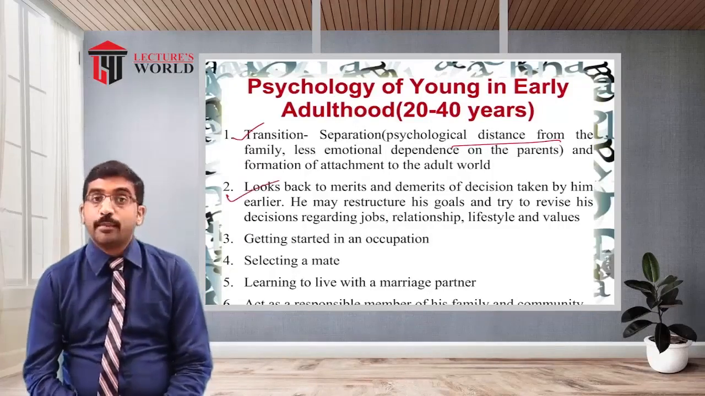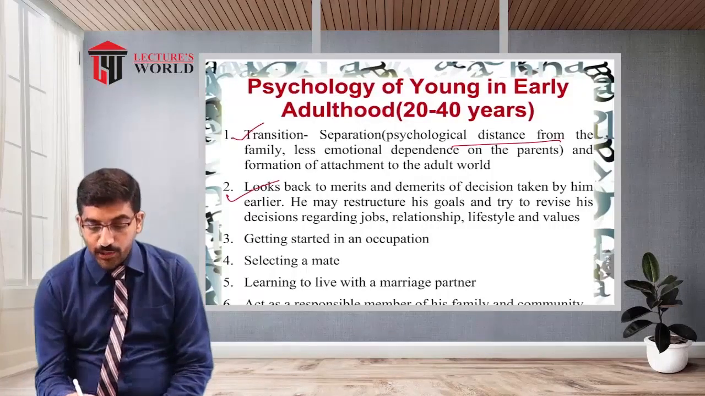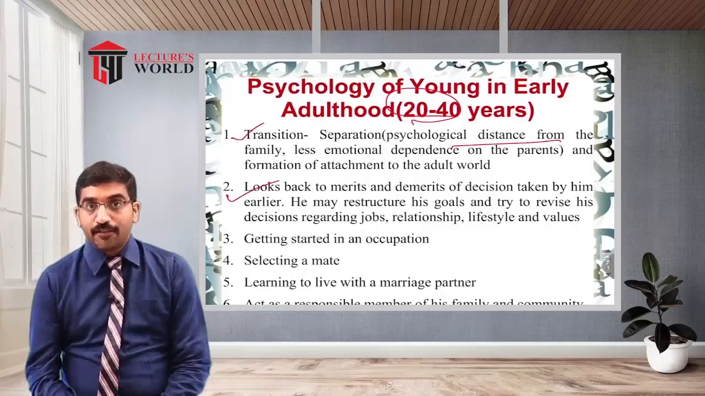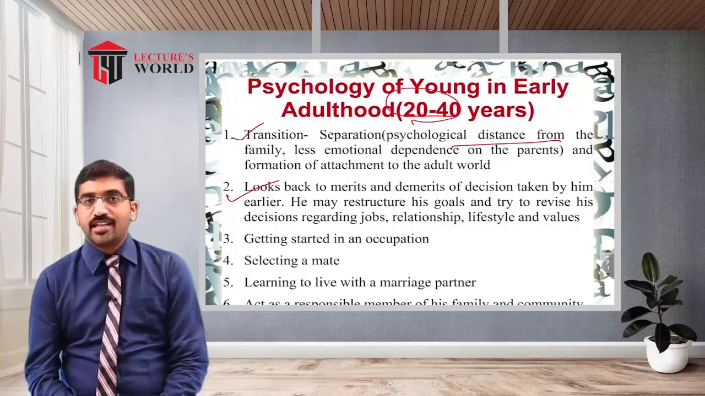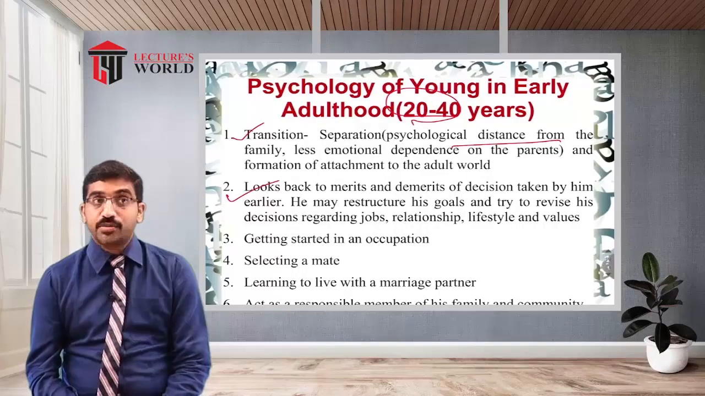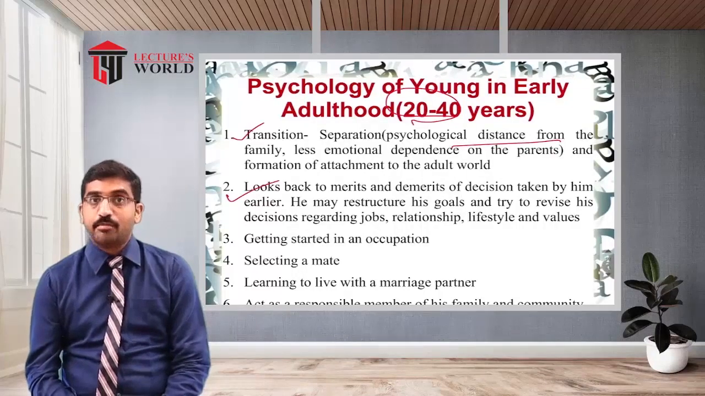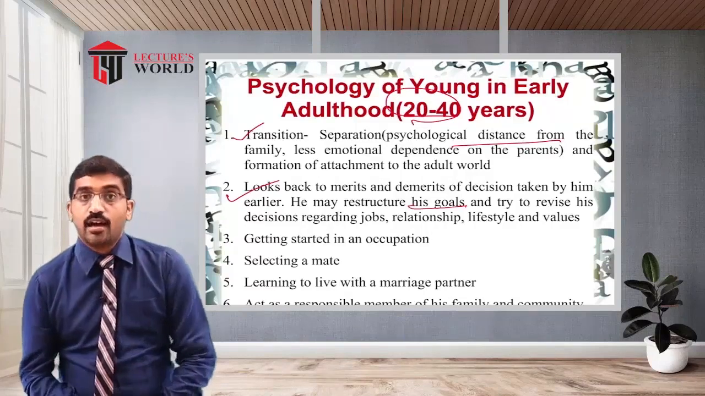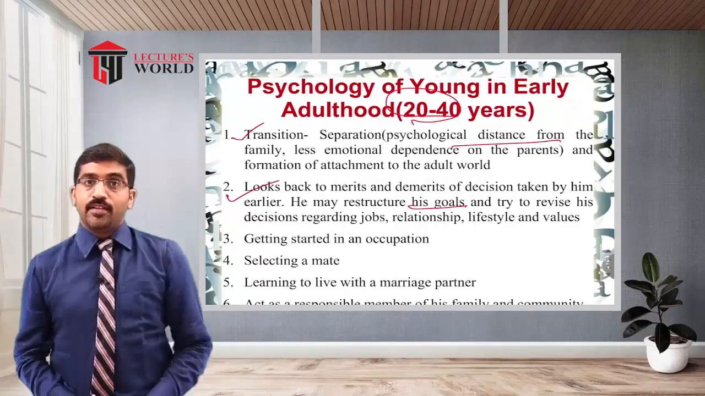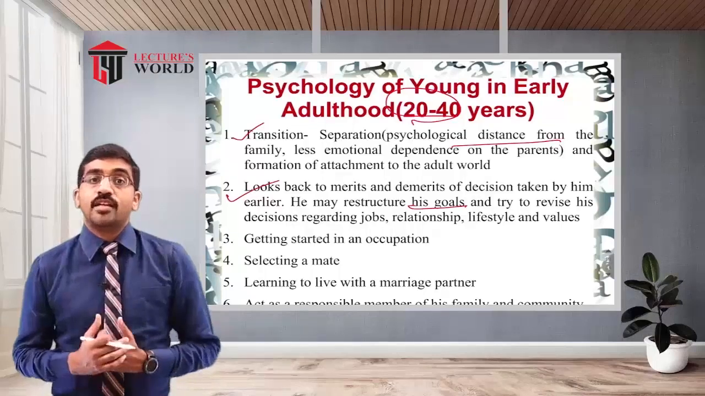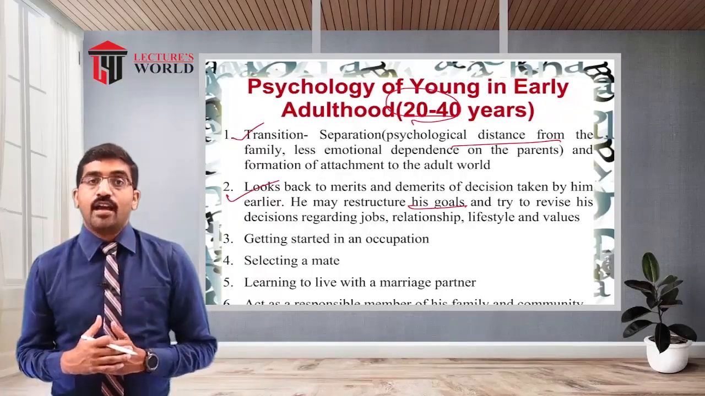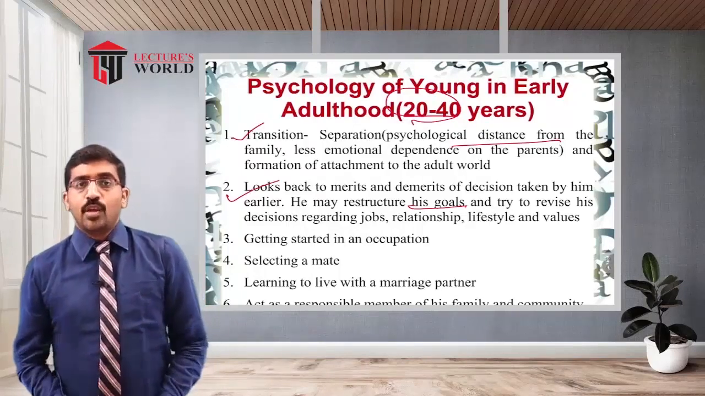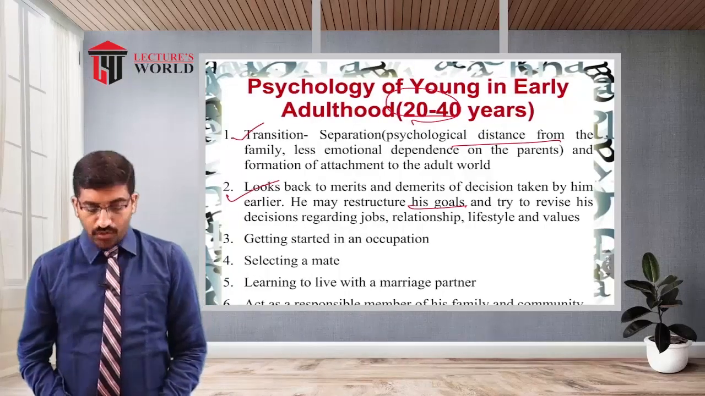You will look back at the merit or demerit of the decision, because between 20 to 40 years you may get married, you may have children, you may have a good job or bad job, whatever it is. So you may look back to see whether decisions were taken properly or not. And sometimes people may restructure the goal. Yeah, I am 35 years of age, but till now I have not earned anything. I have not got good financial stability. I should do something. So such looking back, reflection, is also good.